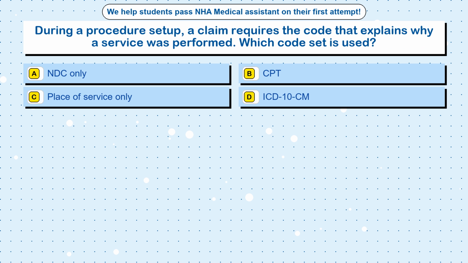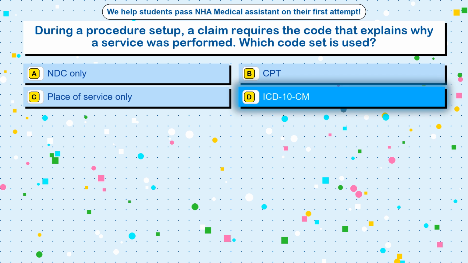Question 25. During a procedure setup, a claim requires the code that explains why a service was performed. Which code set is used? Option A, NDC only. Option B, CPT. Option C, place of service only. Option D, ICD-10-CM. The correct answer is option D, ICD-10-CM.